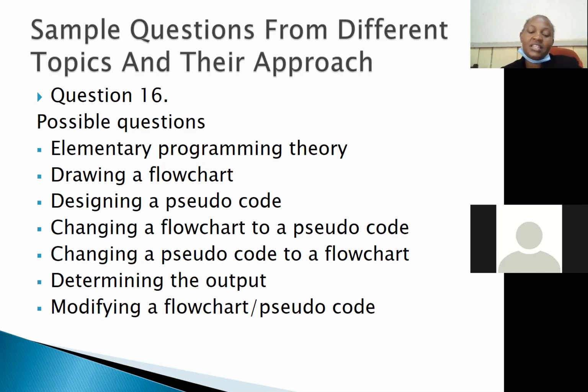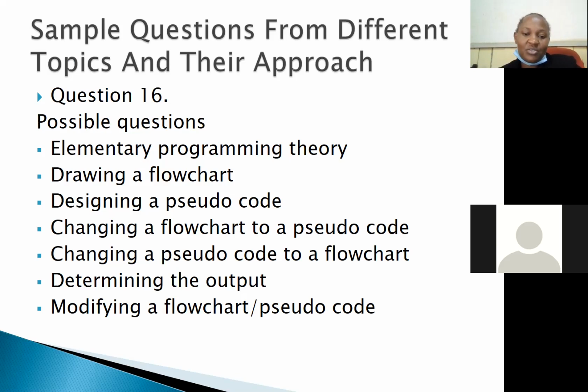Again, we have the determining of the output, whereby earlier I said a written dry run. At this point, you can use a table whereby you write the variables in different columns, and then you start to dry run your flowchart as you write down the variables, the way they are changing from one point to the next.